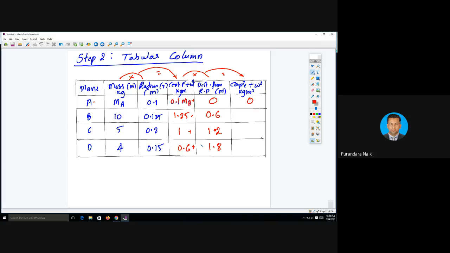Next is the couple term, which becomes 0 here. If you multiply this with this, you will get 0.75. And if you multiply this one, this 1.2, the last one is 1.08. This is the couple. Now we can draw the couple polygon. Here this part is 0, forget it. Here the angle is 0, but the magnitude is also known. Here the angle is unknown.